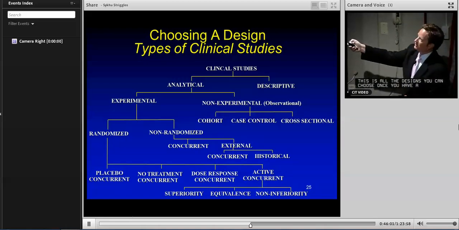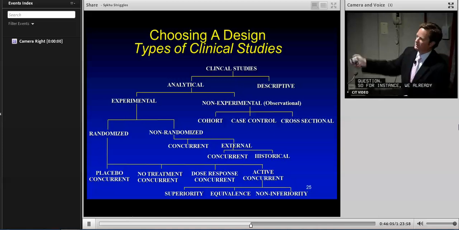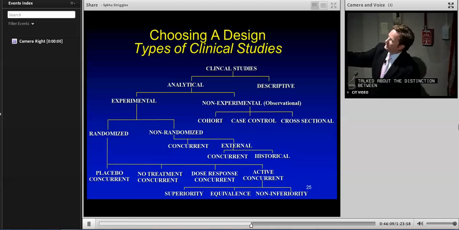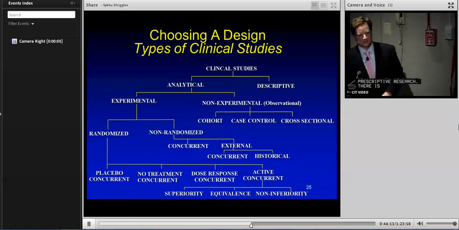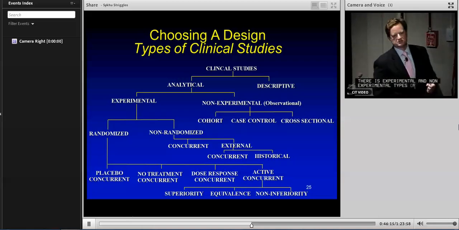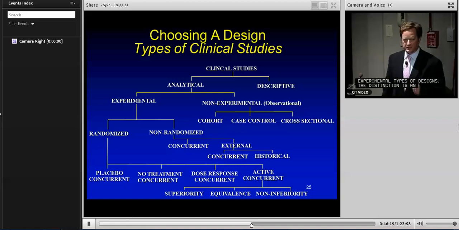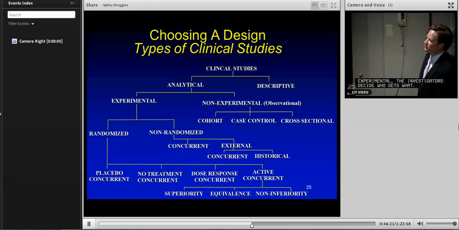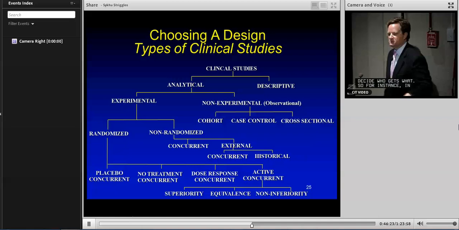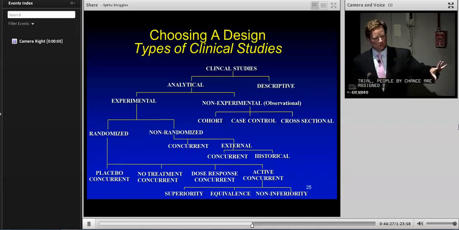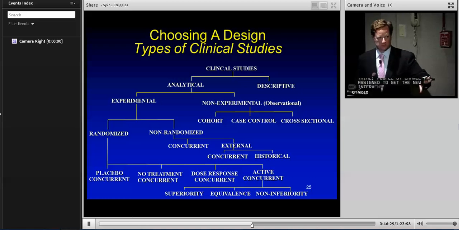So for instance, we already talked about the distinction between analytical and descriptive research, where in analytical there's some comparison between two groups. In analytical research, there is experimental and non-experimental types of design. The distinction between those is in experimental, the investigators decide who gets what. So for instance, in a randomized trial, people by chance are assigned to get the new intervention or to be in a control group of people that don't get the new intervention.